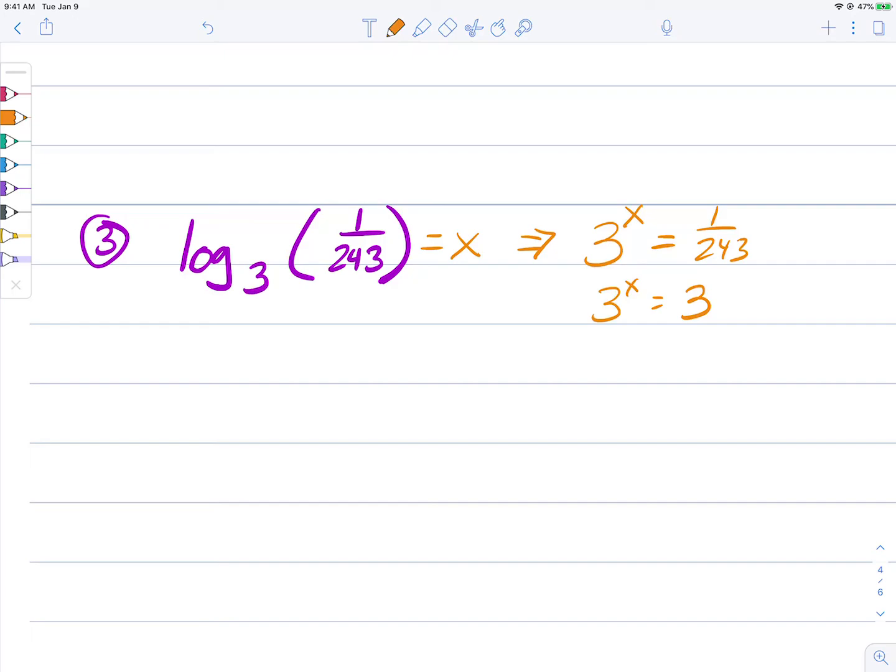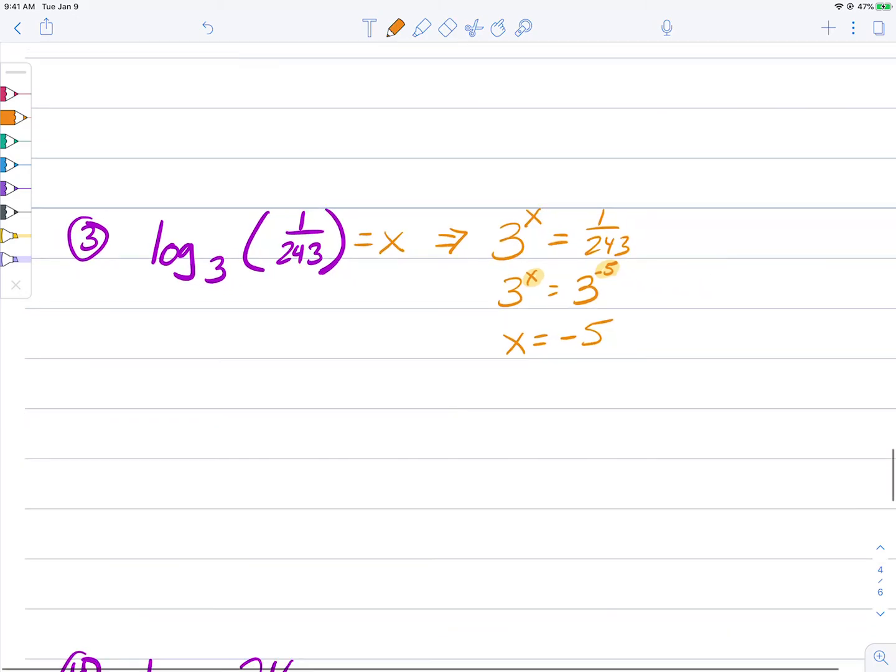And so I need to figure out how many times do I multiply 3 by itself to get 243. So 3 times 3 is 9, times 3 is 27, times 3 is 81, times 3 again is 243. But since it was a fraction, I'm going to make my exponent negative because I don't want it to be a fraction anymore. And therefore my bases match, therefore my exponents match, so x equals negative 5.